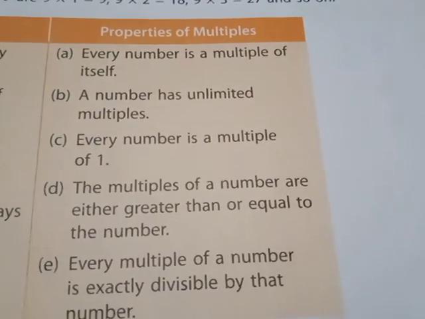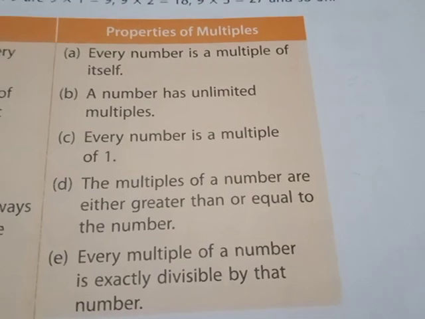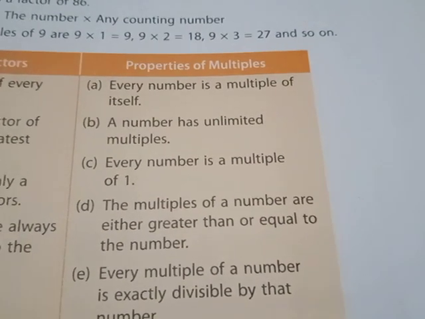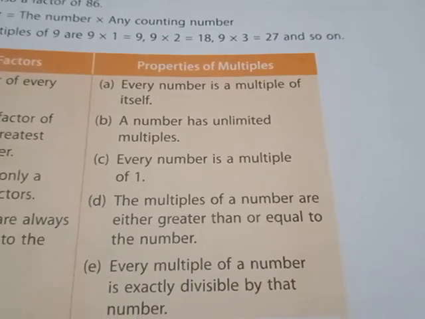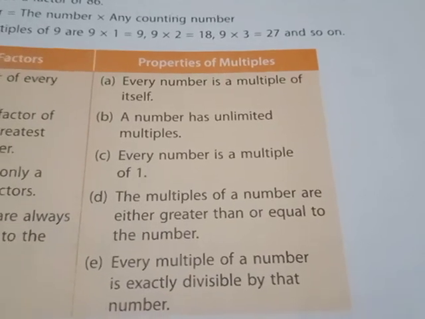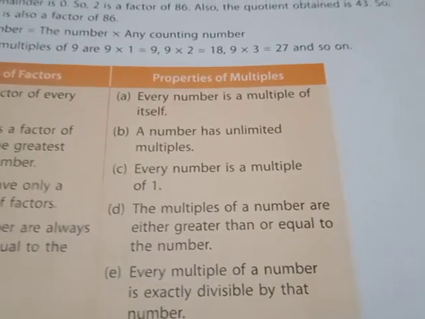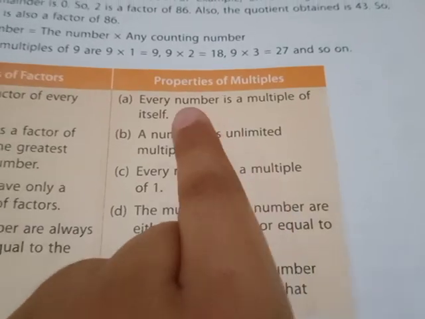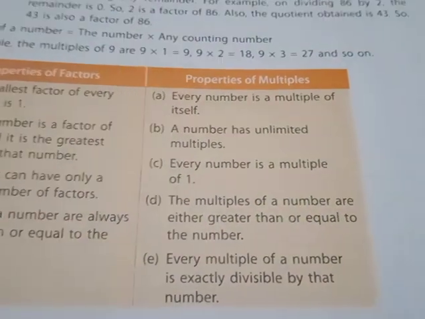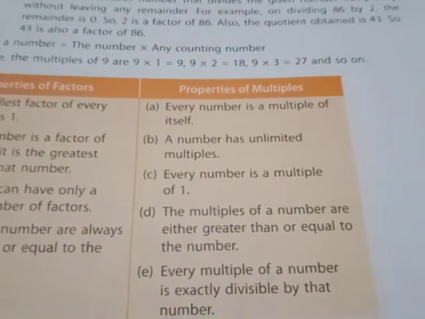You can see every number is a multiple of itself. This is also the same point. What are the multiples of 2? You will read the table of 2: 2, 4, 6, 8, 10, 12. So what will be the first multiple? 2 itself. So this is what your first point says, that every number is a multiple of itself.